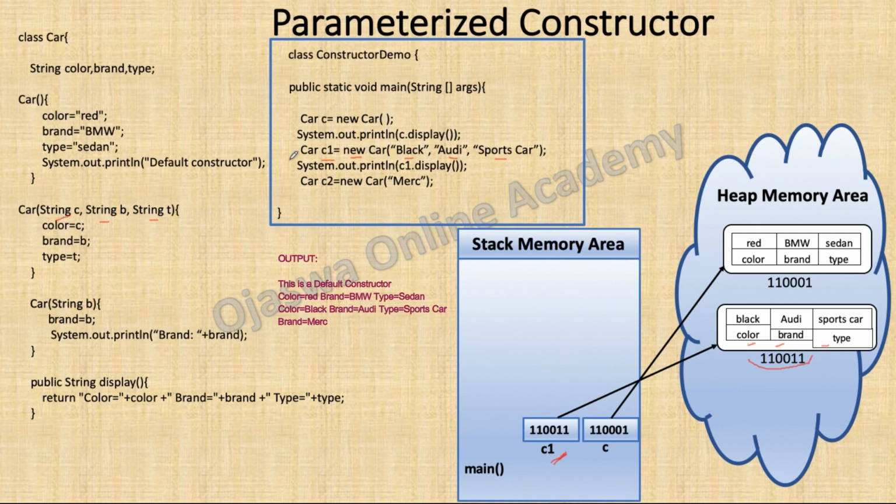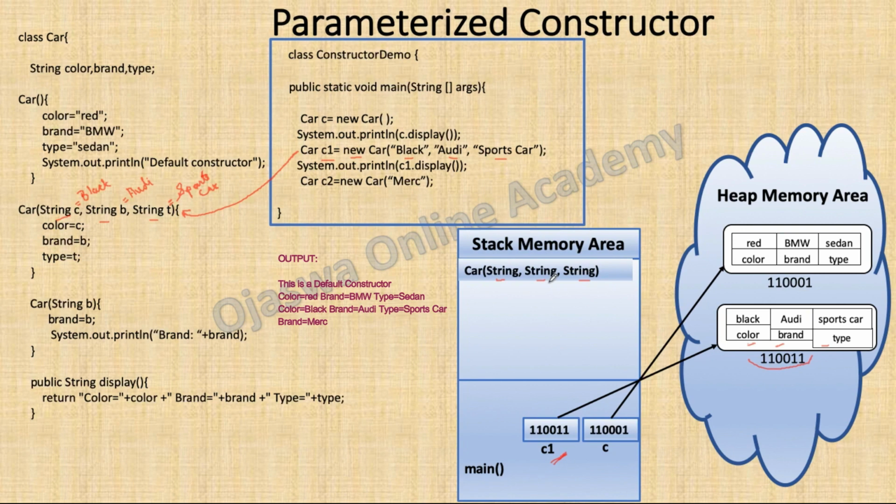From here, the control of the execution will go to the parameterized constructor. The first argument is black, so C equal to black. The second argument is audi, B equal to audi. And the third argument is sports car, so T equal to sports car. The values passed through the object are stored inside these local variables.